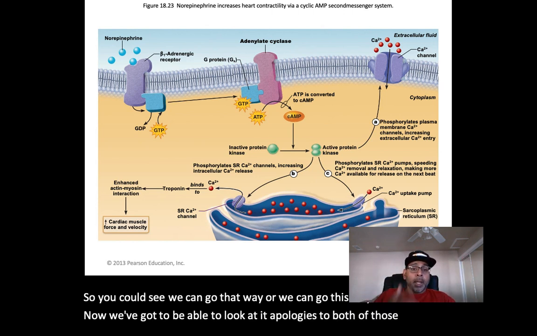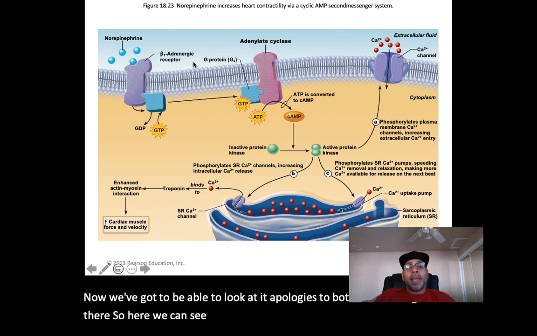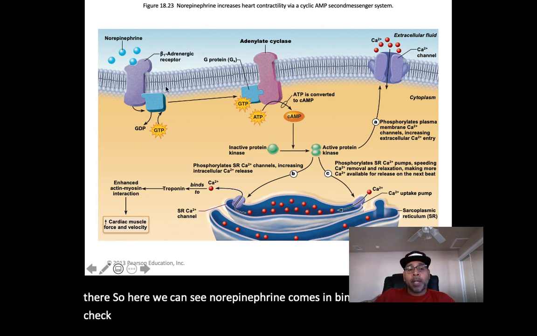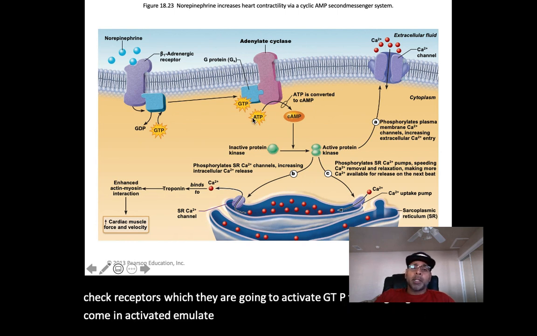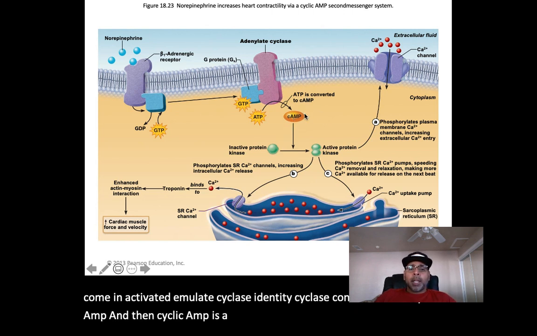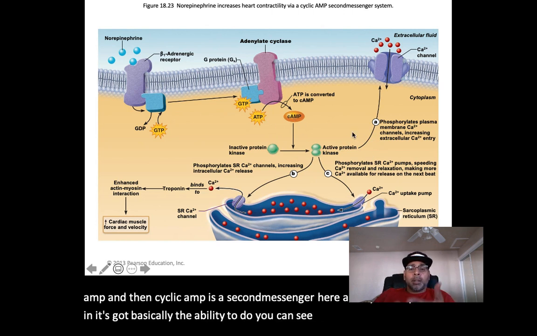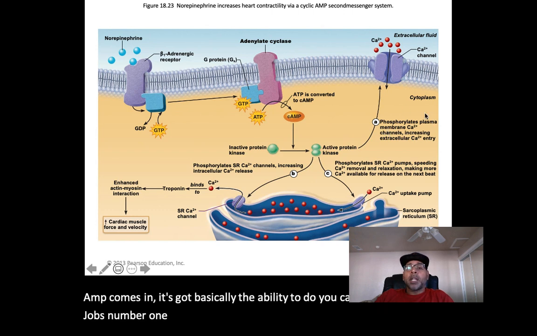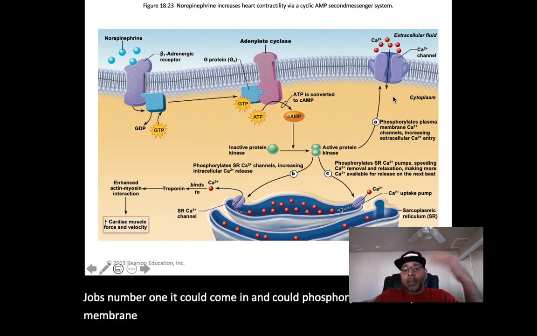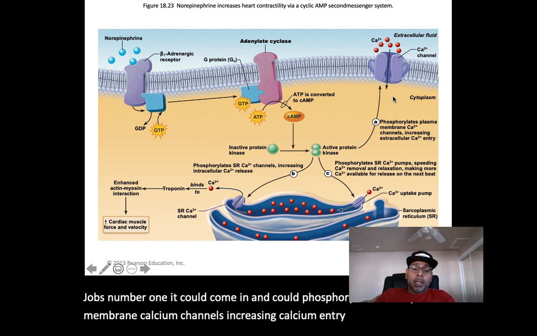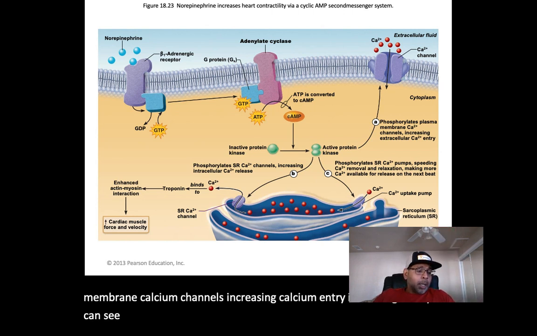So here we can see norepinephrine comes in and binds to beta 1 adrenergic receptors, which then are going to activate GTP. GTP then is going to come in and activate adenylate cyclase. Adenylate cyclase converts ATP to cyclic AMP, and cyclic AMP is the second messenger here. It has basically the ability to do various jobs. Number one, it can phosphorylate these plasma membrane calcium channels, increasing calcium entry, increasing contractility, as we talked about, being a positive inotropic factor.